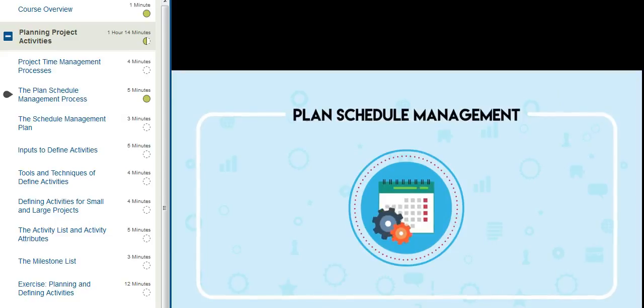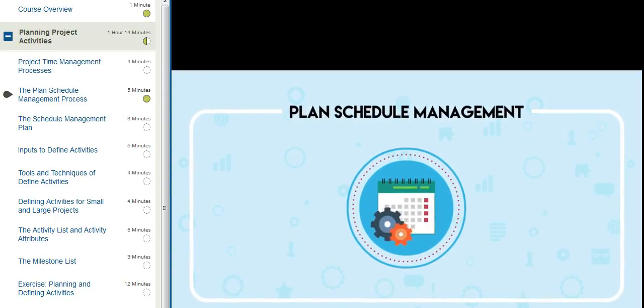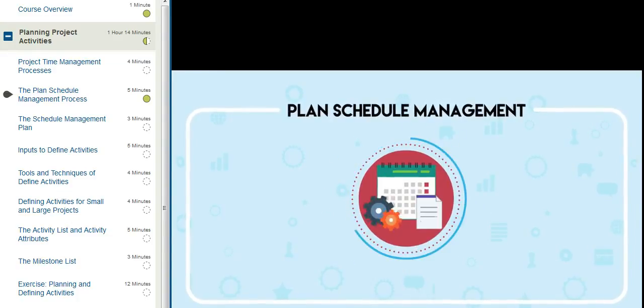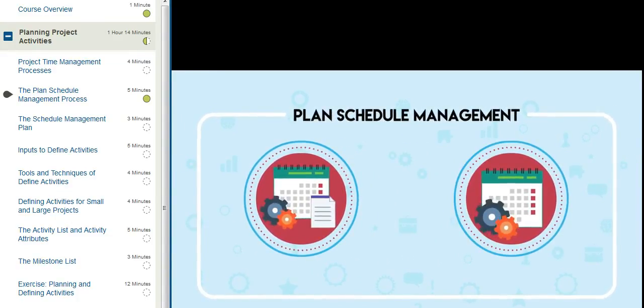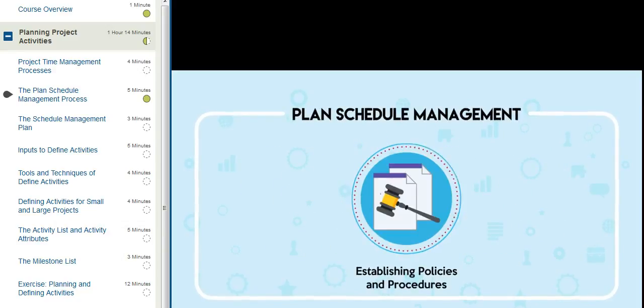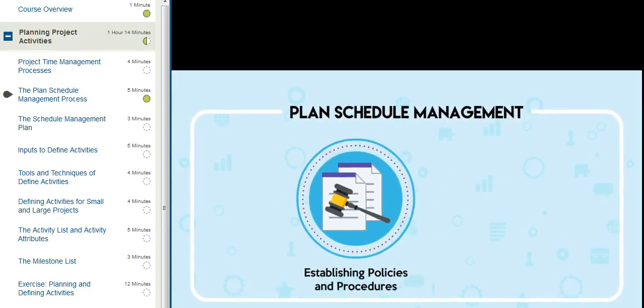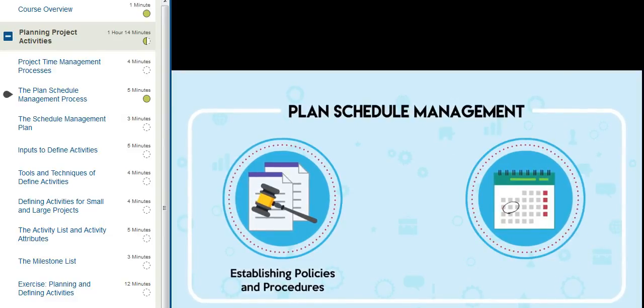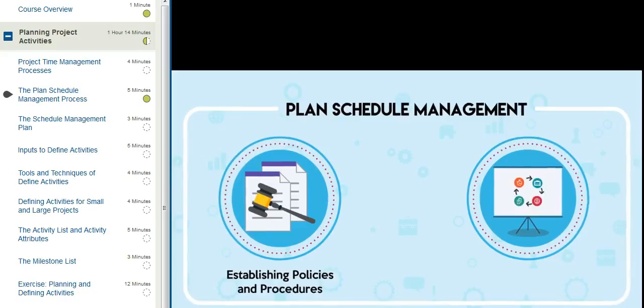Plan schedule management is the first process in the project time management knowledge area. Its main objective is the creation of the schedule management plan. The process of creating the schedule management plan involves establishing the policies and procedures that you'll use when creating the schedule. It also encompasses the policies and procedures for adhering to the schedule throughout the project and updating it when necessary.